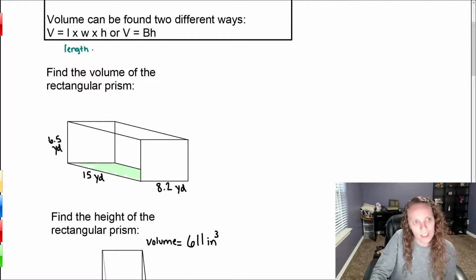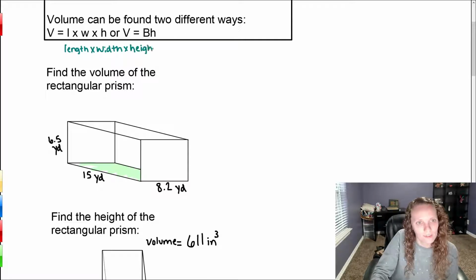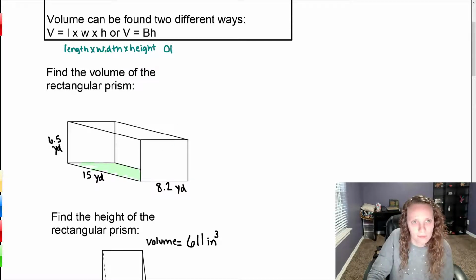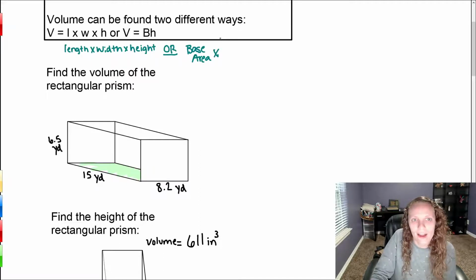So L stands for length. You'd multiply that by the width. Then multiply that by the height. Or big B stands for the base area, and multiply that by the height.